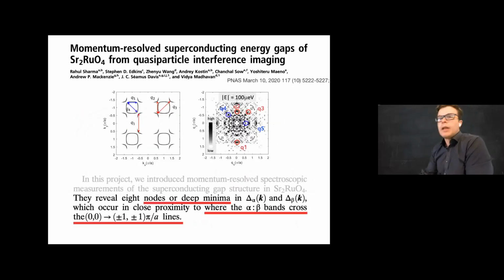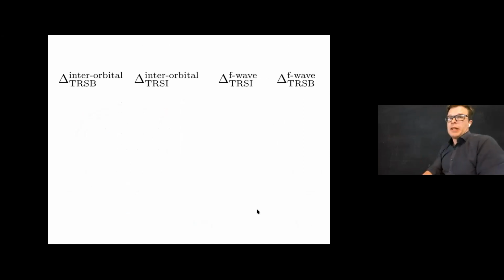And now we look at the quasi-particle interference experiments, which have been done, for example, by Seamus Davis, Andrew Mackenzie, and others. This is the reference. They identify the nodes or deep minima of the potential gap function where the alpha and beta bands cross exactly the diagonals, which would be exactly in line with our interorbital gap function.